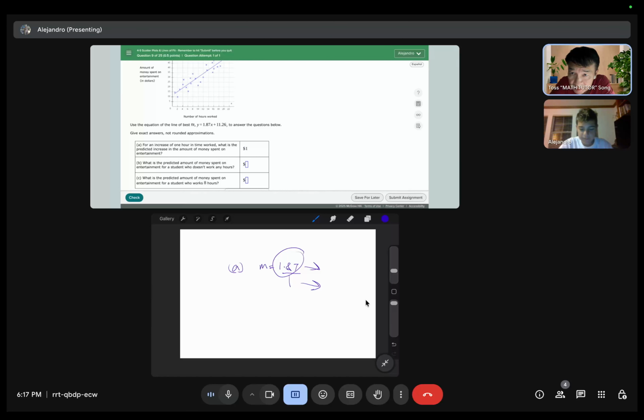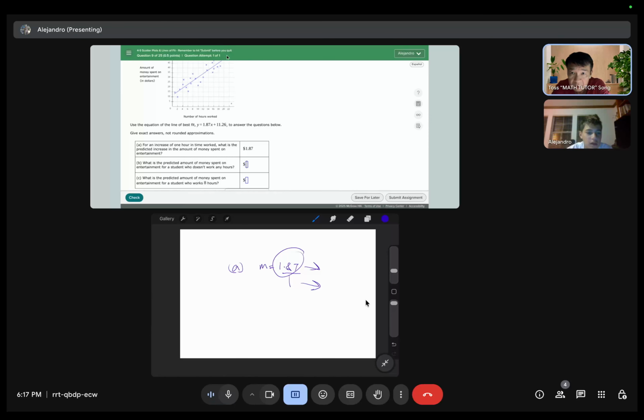And I want to double check it now. Yeah, it looks about 1.87. Okay, we'll see. B, what is the predicted amount of money spent on entertainment for a student who doesn't work any hours? So what that means is when the hours is zero, you see the line there?